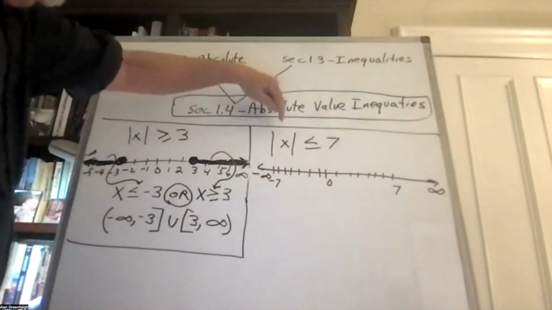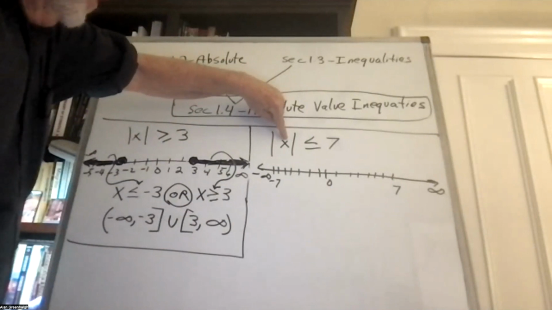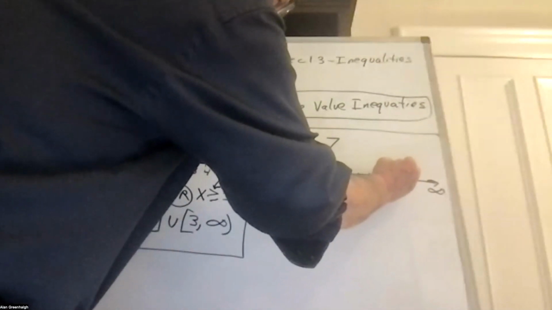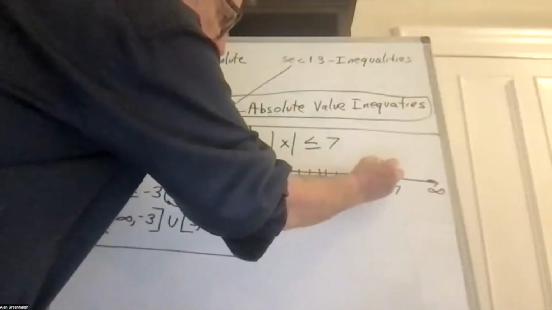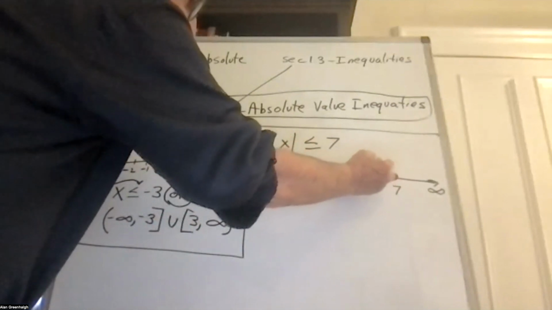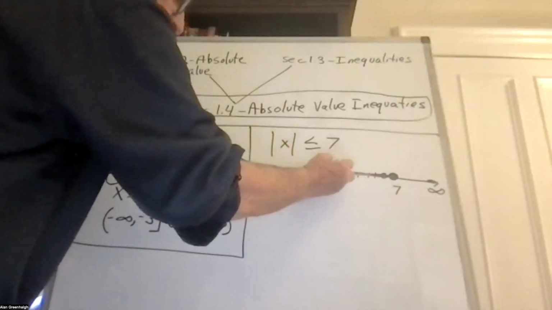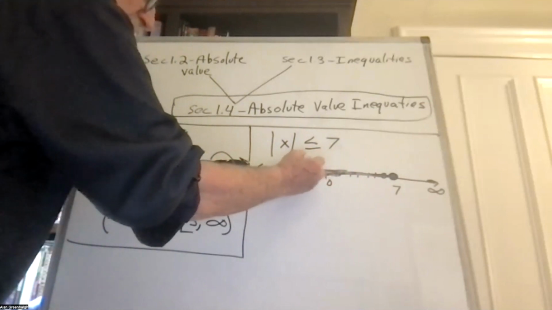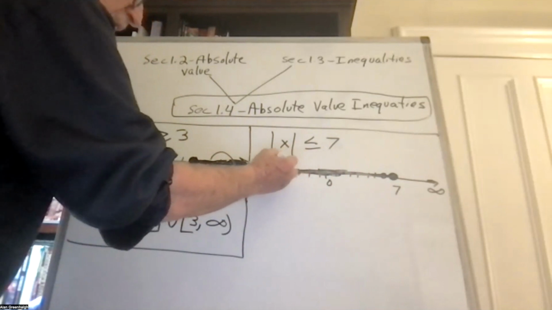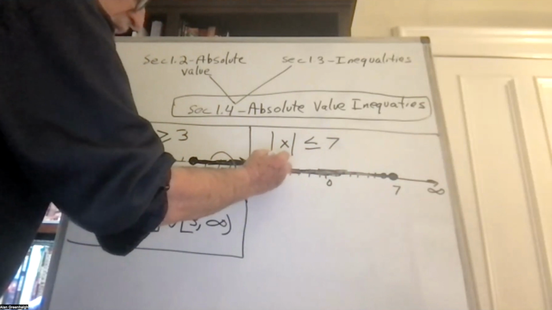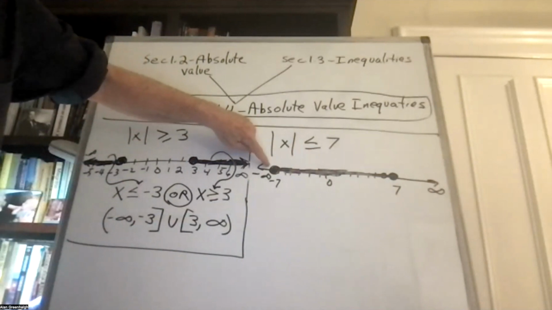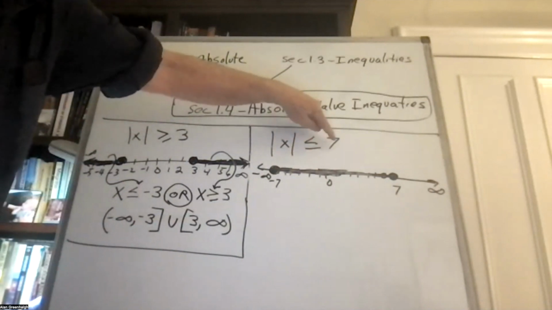Let's see what happens. So 7 works, right? Because x is equal to 7. 6 will work because the absolute value of 6 is less than 7. Everything in this direction. 0 is definitely less than 7. -3 is less than 7. -4 is less than 7. Going all the way out here to -7, because the absolute value of -7 is 7, and 7 is definitely equal to 7.